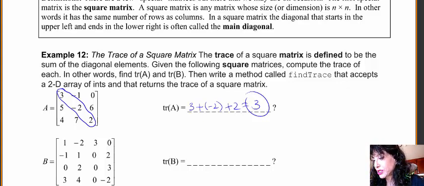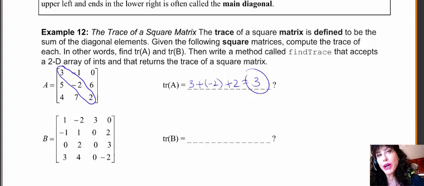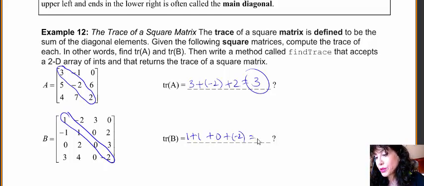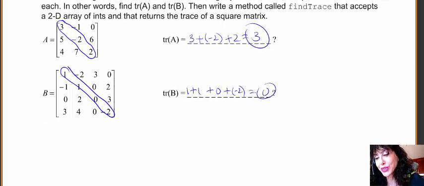How about this other matrix? A little bit bigger here. It's 4 by 4, and the main diagonal here consists of those elements. So if we sum those up, 1 plus 1 plus 0 plus -2, we get 0. Is that possible? Sure. That was the sum, so there's the trace of that matrix.